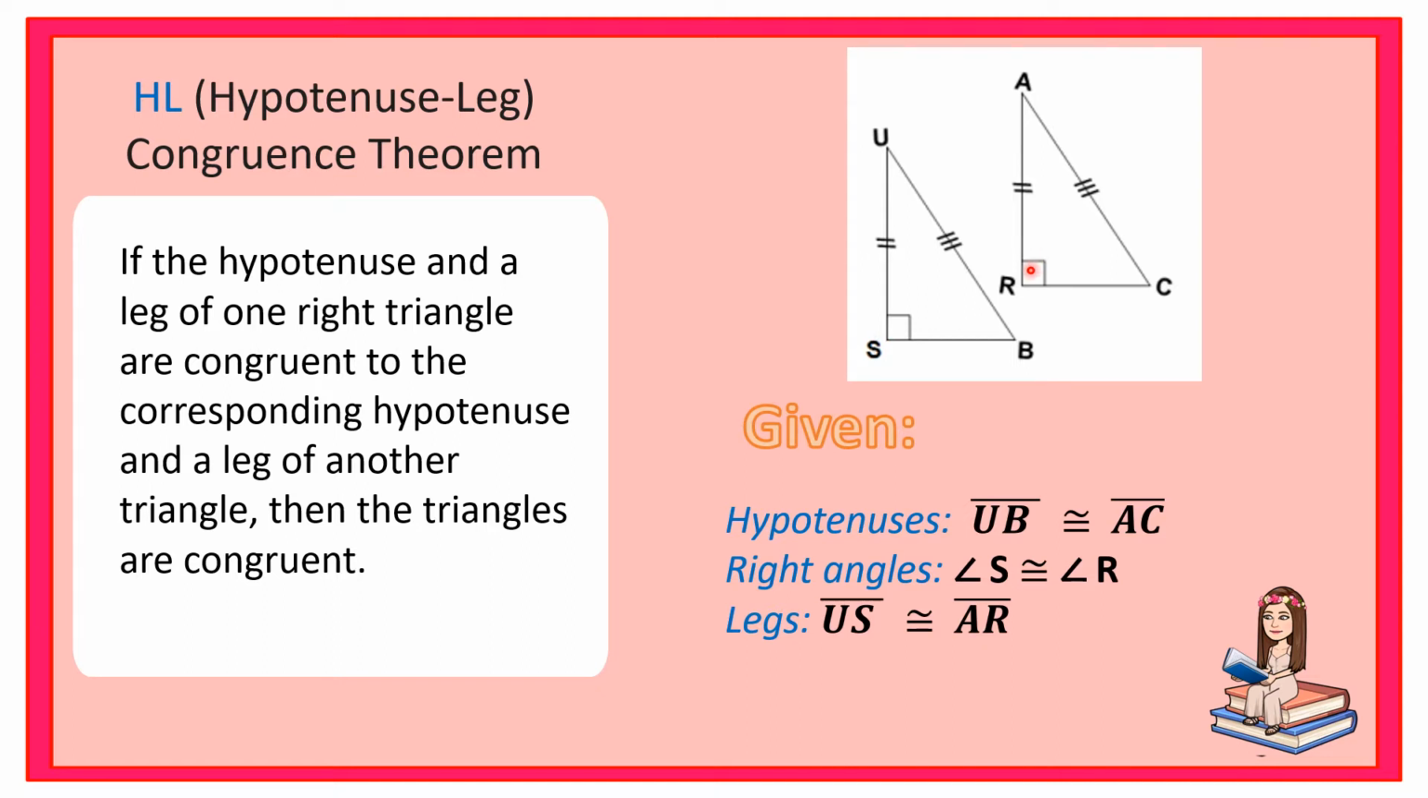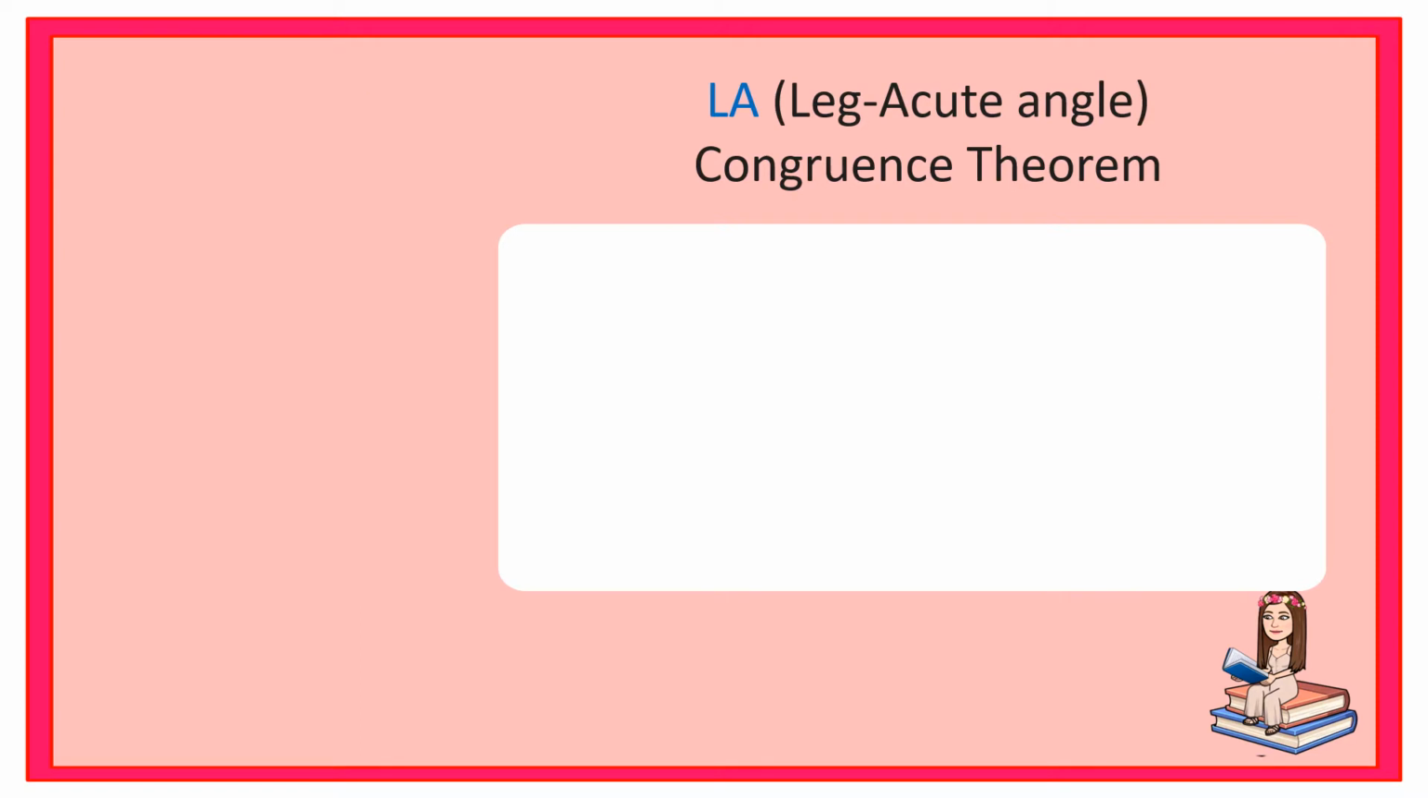Okay, meron tayong right angles, so ibig sabihin dalawang right. Sunod, hypotenuse, the pair of hypotenuse is congruent. And then meron din tayong leg, the pair of legs are also congruent. So with this, we can say that the two triangles are congruent. Triangle USB and triangle ARC. By what theorem? By hypotenuse-leg theorem. Kasi ang binigay na given, dalawang hypotenuse at dalawang leg. At sila syempre ay right triangle. Okay, dalawa na. Next, we proceed.